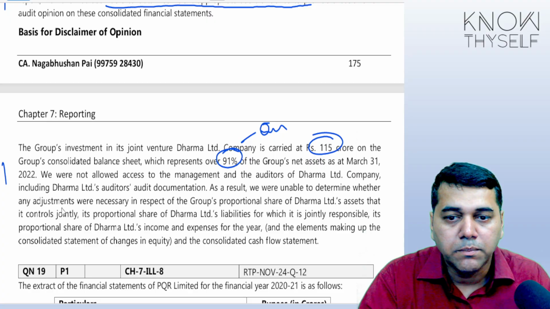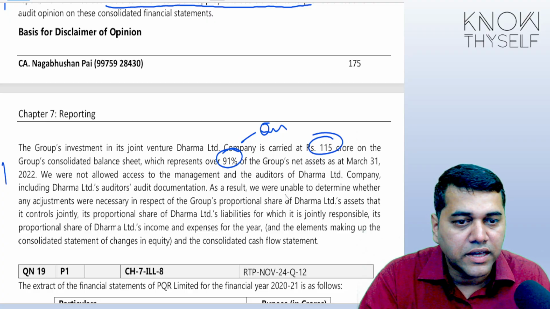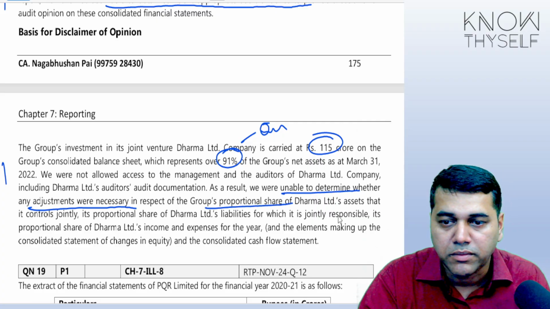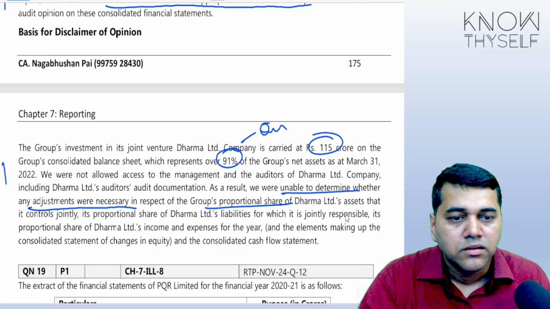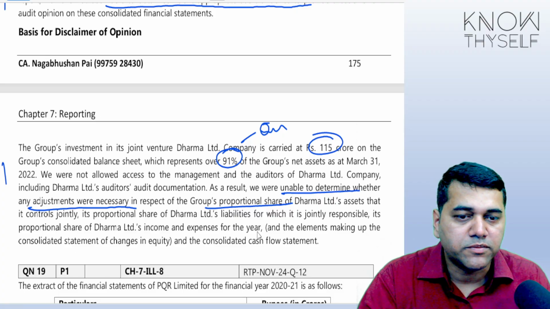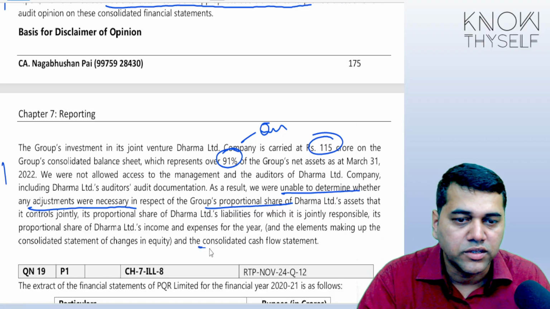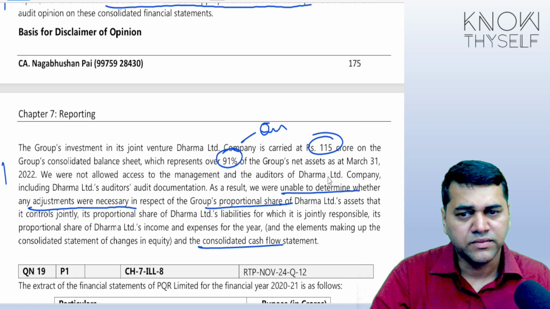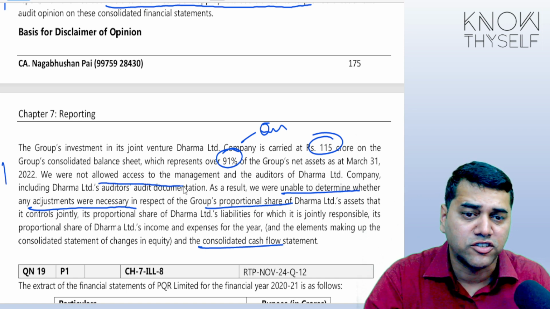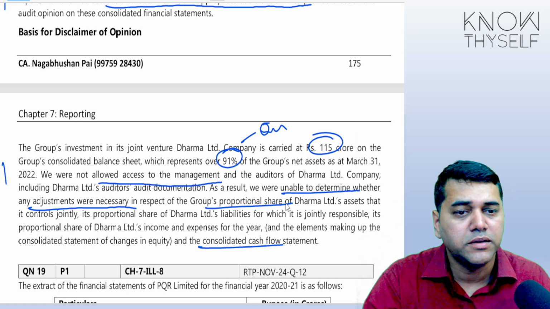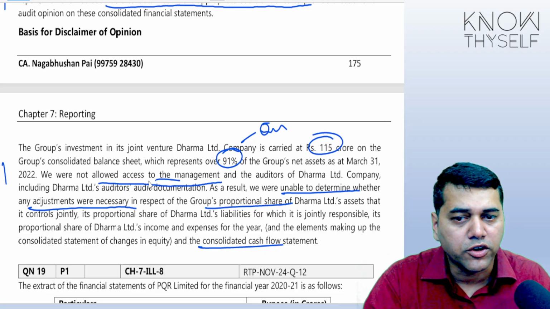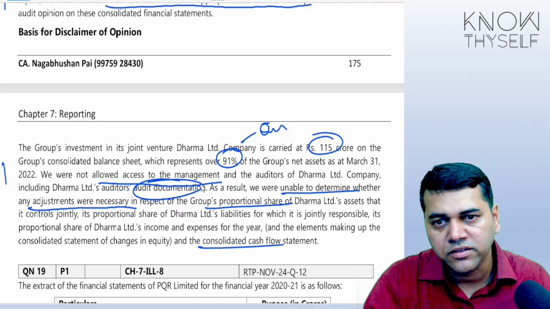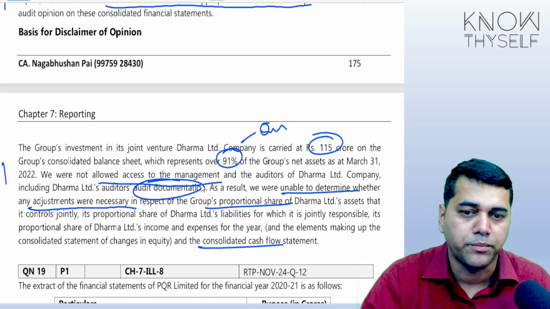Now, as a result, we are unable to determine whether any adjustments are required for the group's proportionate share of Dharma's assets, income and expenses for the year and the elements making up them. That means we are not able to figure out the adjustments that are required. The amount is very huge, and management did not allow us any access to documents, any audit documentation or Dharma's auditor's documentation. So because of these reasons, we are going to express a disclaimer of opinion.